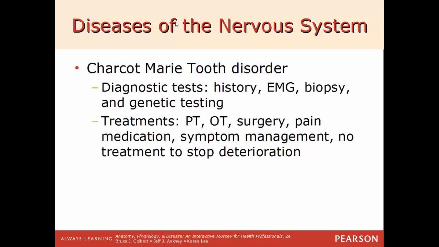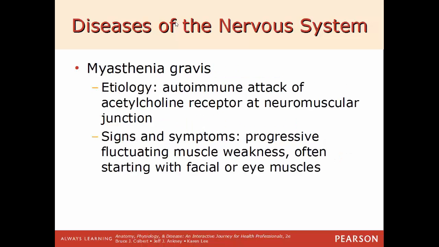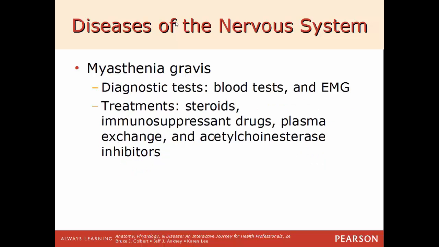to stop the deterioration. Myasthenia gravis, etiology: autoimmune attack on acetylcholine receptors at the neuromuscular junctions. Some signs and symptoms: it's a progressive, fluctuating muscle weakness, often starting with the facial or the eye muscles. Diagnostic testing: blood tests, EMGs. Treatments could include steroids or immunosuppressants, plasma exchange, acetylcholinesterase inhibitors.